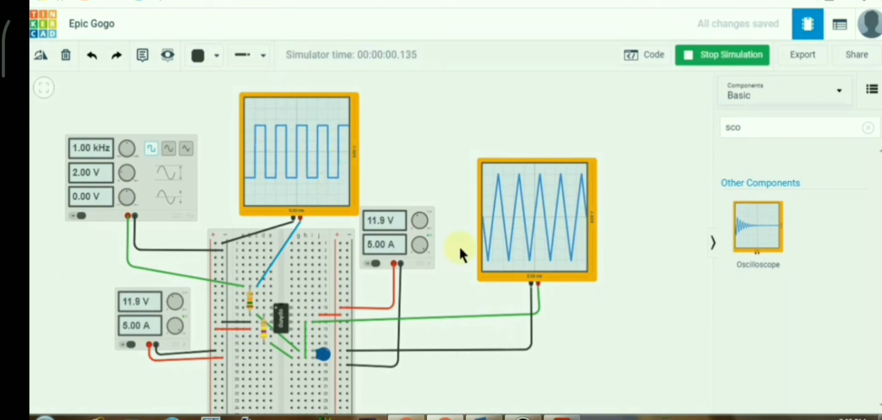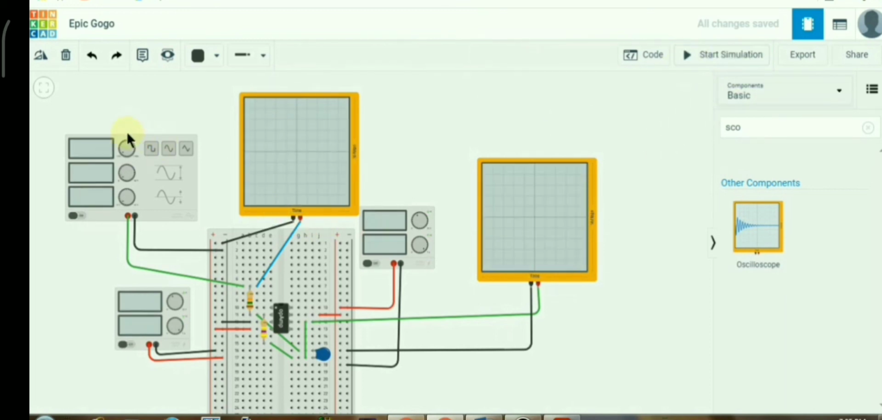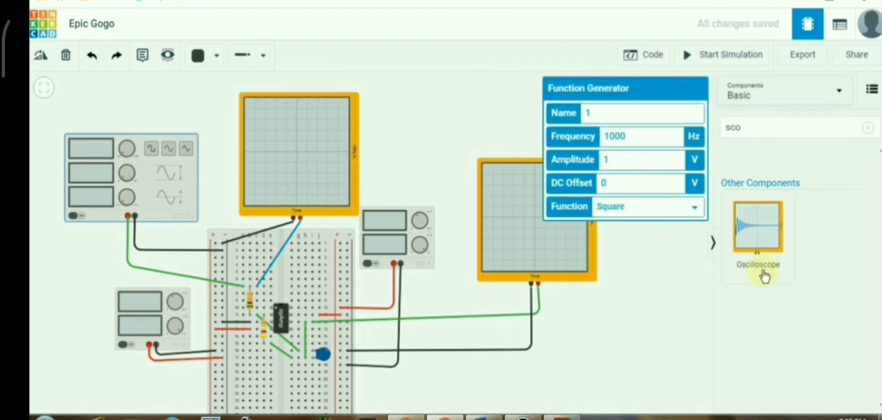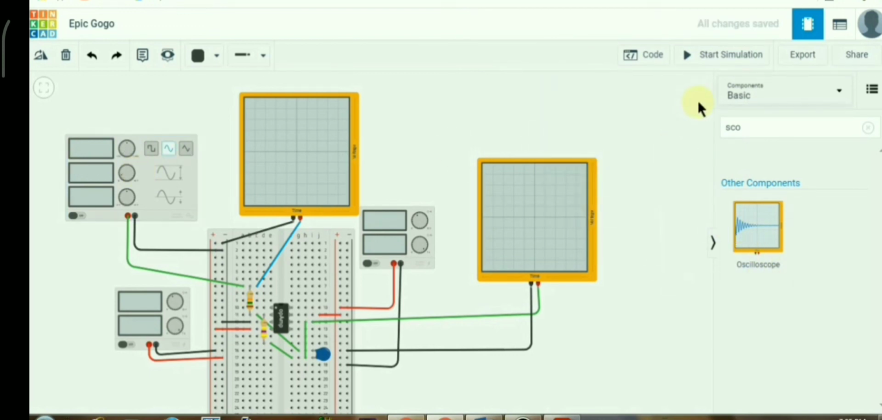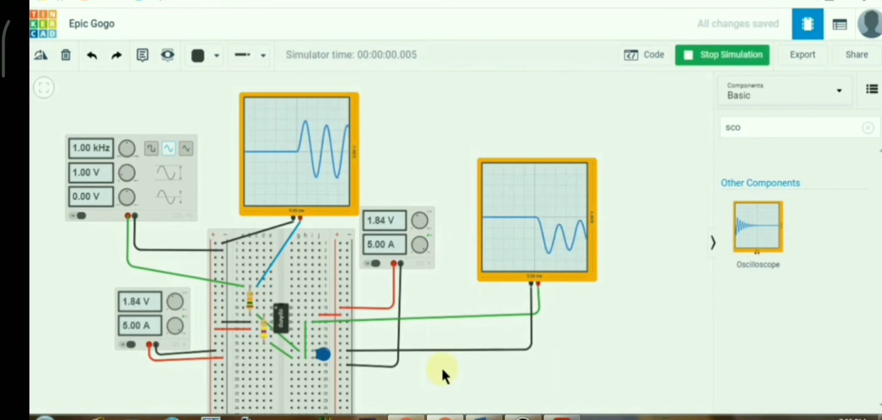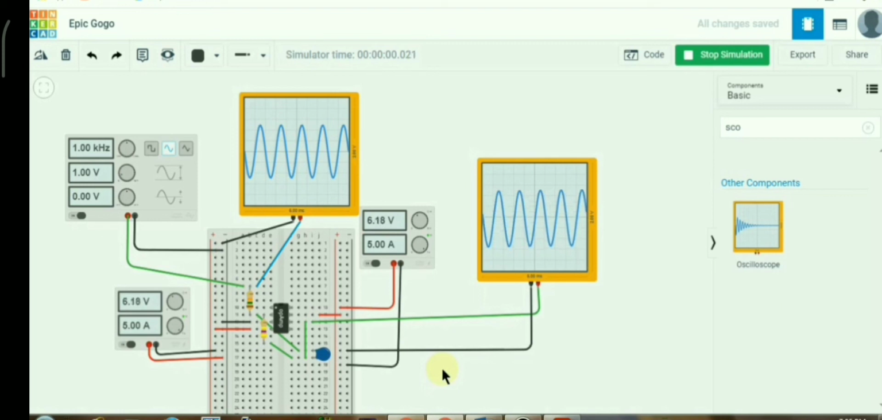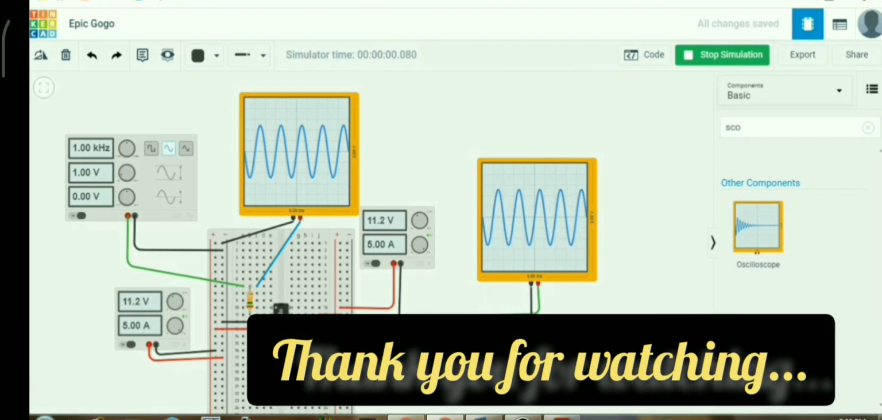Here the function is square wave, output is triangular. That means integrator works. Now change the input function to the sine wave and see the output waveforms. For the sine wave, output is cosine wave, since integration of sine is cosine.